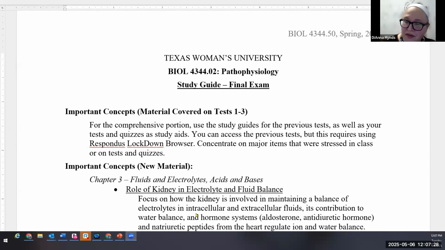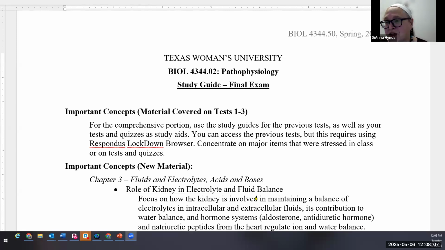This is the study guide that is posted in Canvas, and it's similar to the study guides for the first 3 exams. The final exam is comprehensive, and so the material is split between a comprehensive portion and then a new material portion. I don't know that it's labeled when you take the exam, but you'll be able to see what information is which. The end of the exam is new material. The beginning of the exam is comprehensive. By comprehensive, I mean material that was covered on the first 3 exams.